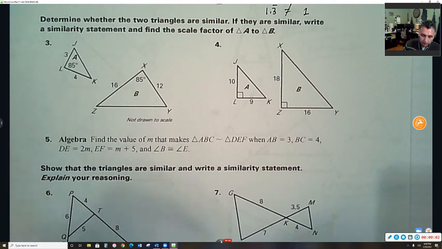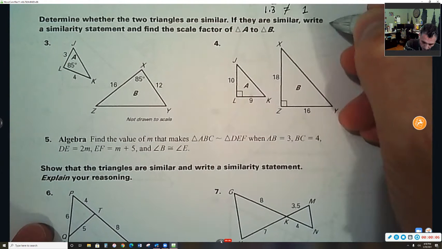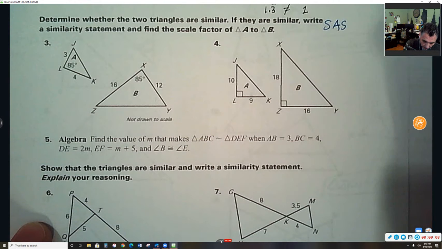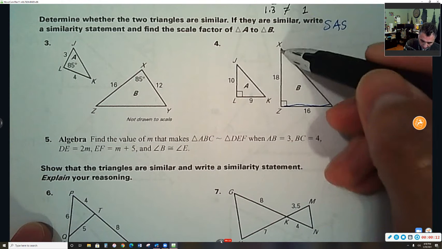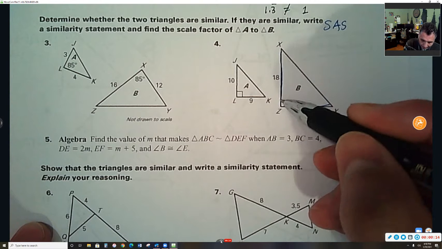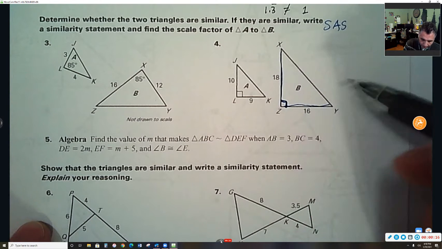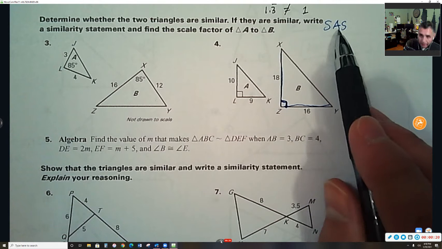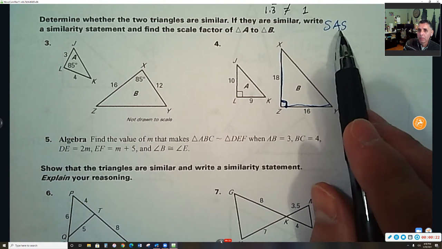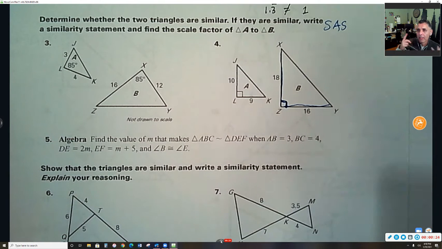So for 3 and 4, again, because of the information that's given, you should think right away side angle side. Because look, they give us 2 side length measures, and they give us information about the angle that's in between it. So 2 side lengths measure and the angle measure that's in between them. Okay, so think side angle side.